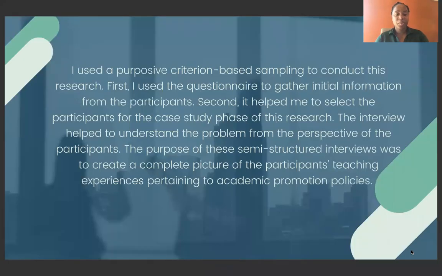I also used purposive criterion-based sampling to conduct this research. First, I used a questionnaire to gather initial information from the participants, and then it helped me to select the participants for the case study phase of the research. The interview helped me to understand the problem from their perspective, and I used semi-structured interviews to create a complete picture of the participants' teaching experiences pertaining to academic promotion policies.